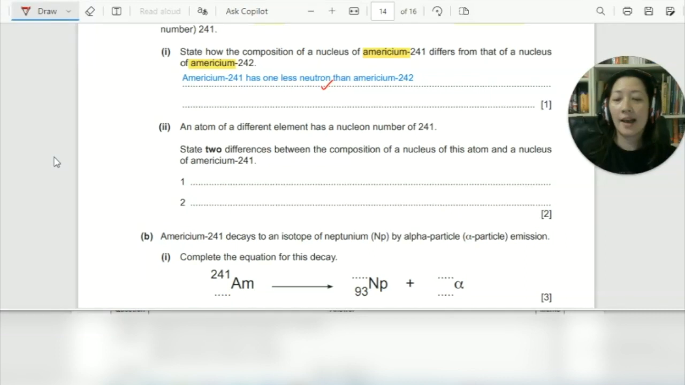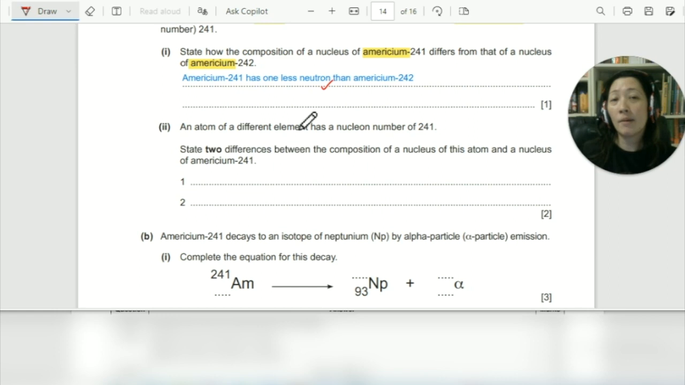Next. An atom of a different element has a nucleon number of 241. State 2 differences between the composition of a nucleus of this atom and a nucleus of americium-241. So in this case, this atom now has the exact same number of nucleons. That means the total number of protons and neutrons of this atom is equal to that of americium-241. But here's the thing, it's a different element.